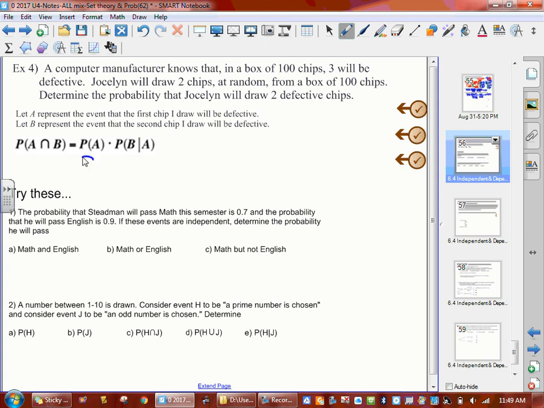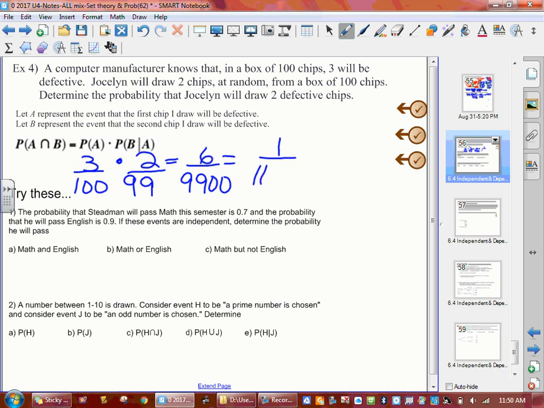So we've got 3 in 100 that are defective. So the first chip she has, she has a 3 in 100 shot of grabbing a defective chip. If she pulls one out and doesn't put it back, how many chips are defective left? If 3 were to start with, how many are left? 2. And if she pulled 1 out of that batch of 100, how many are left? 99. So that's going to be 6 in 9900, which is a 1 in 1650 chance of pulling out 2 defective chips, one right after the other.